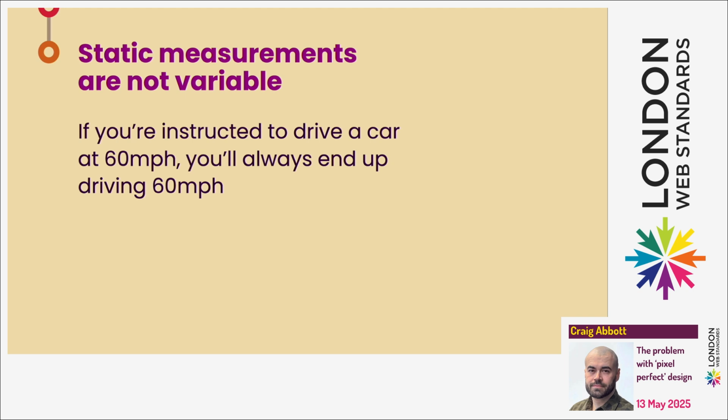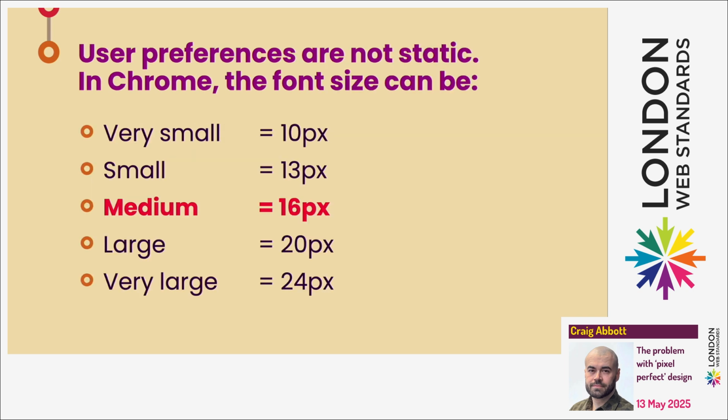And static measurements, by definition, are not variable. So for example, if you are instructed to drive a car at 60 miles an hour, you will always drive 60 miles an hour. It's just a static unit of measurement. And the same with the 10 pixels measurement. But user preferences are not static.